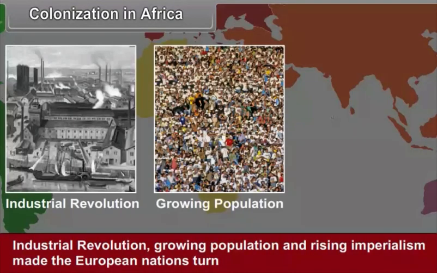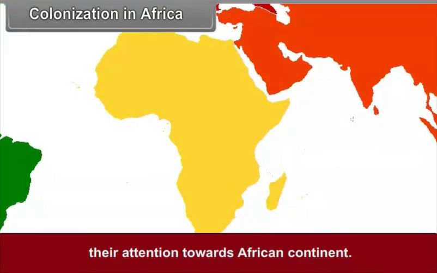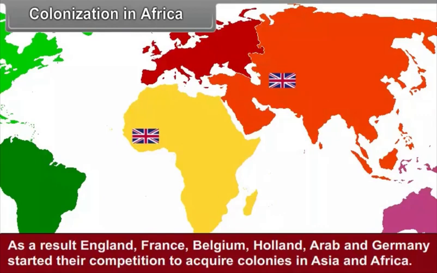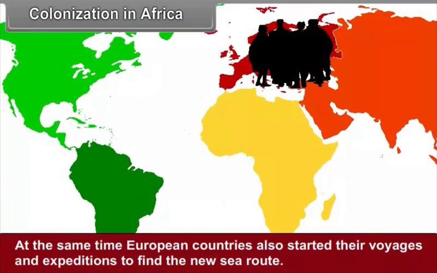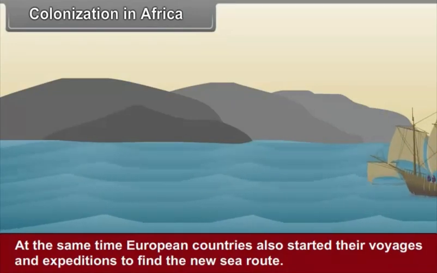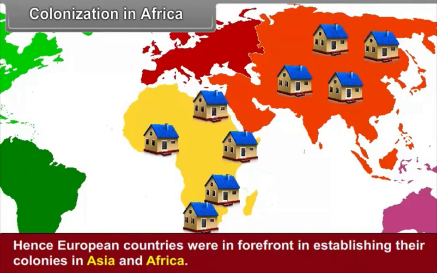Industrial revolution, growing population, and rising imperialism made the European nations turn their attention towards the African continent. European imperialists came to know about the continent of Africa, its vast area, and its minerals by the end of the 19th century. As a result, England, France, Belgium, Holland, Arab, and Germany started their competition to acquire colonies in Asia and Africa. At the same time, European countries also started their voyages and expeditions to find the new sea route. Hence, European countries were in the forefront in establishing their colonies in Asia and Africa.